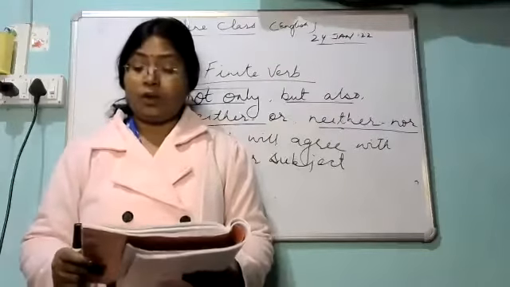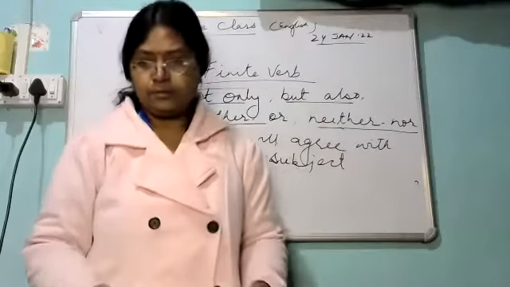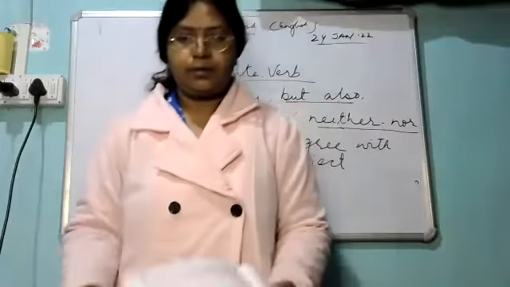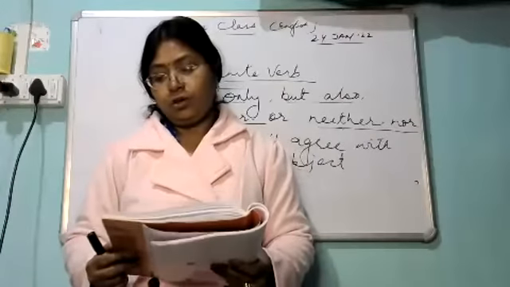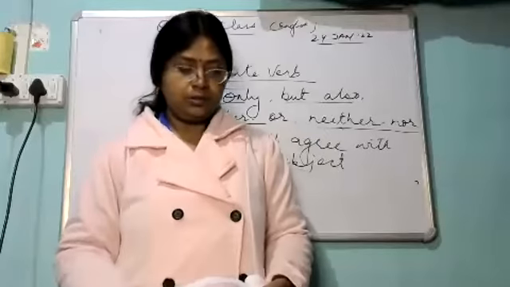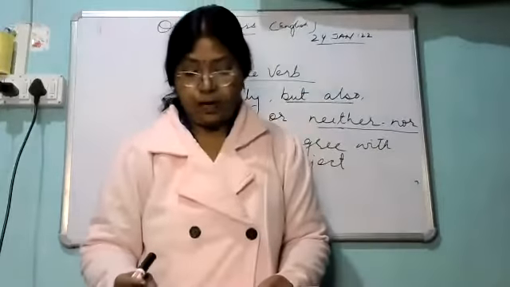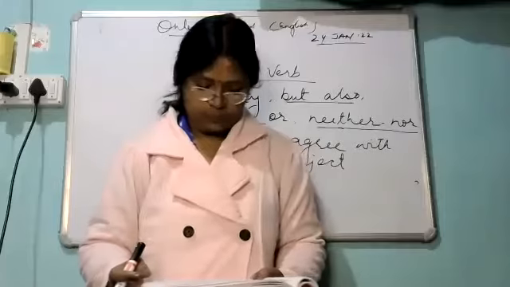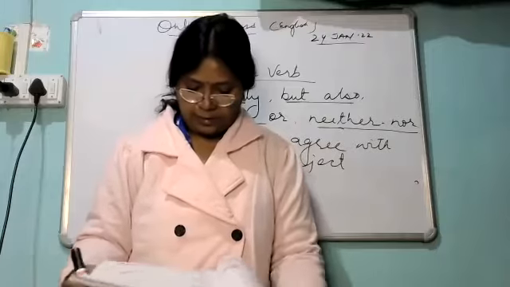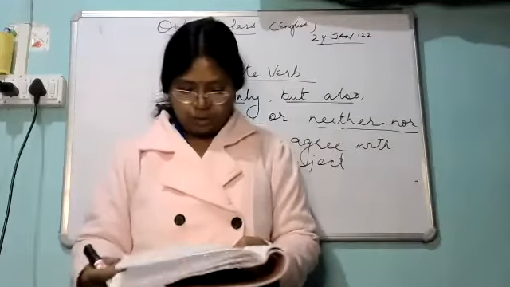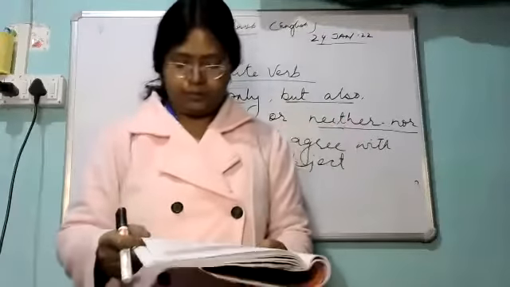Good. Now collective nouns. School of fish, swarm of bees, bunch of keys. Crowd. So what will be with crowd, looks or look? Look. Yes. So till here, we use a singular verb when we think of the collective noun as a whole.